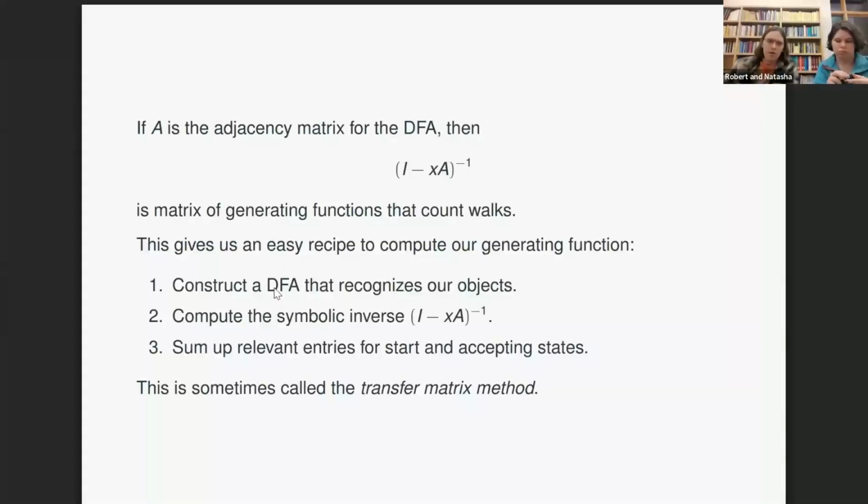So if you're more familiar with combinatorics, you might have heard this called the transfer matrix method, in which case it's a little more general. You can count weighted walks on a graph. You put some other things in the matrix, but it's the same basic idea. You're counting walks on a graph.